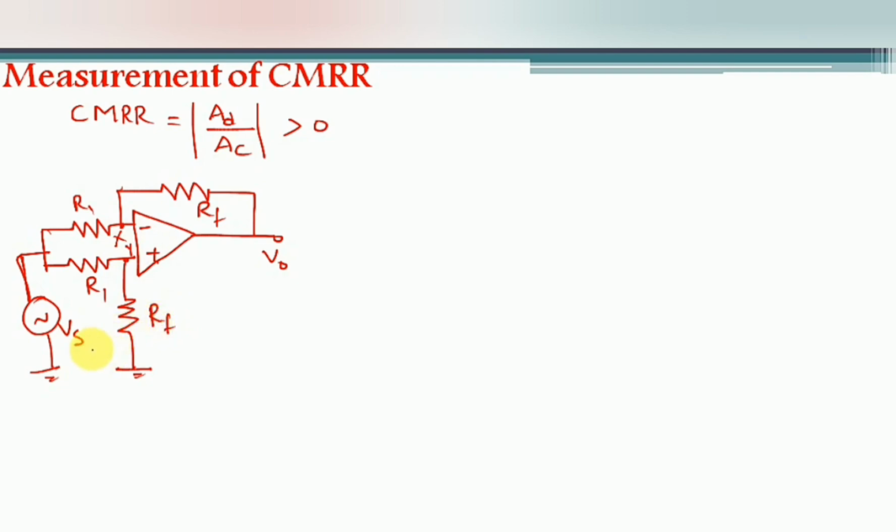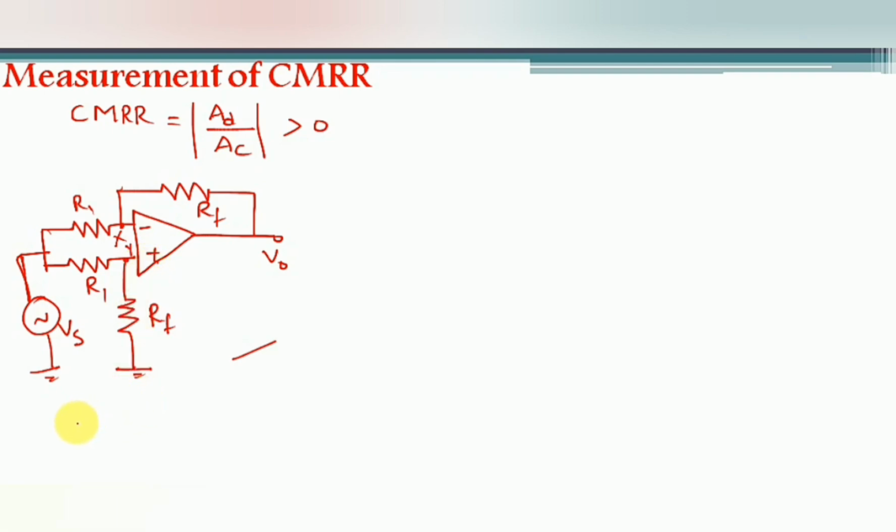Here the common mode signal is nothing but the Vs value. Now from this circuit we have to find the differential mode gain AD and the common mode gain AC. Since a common mode signal, that is the same signal, is applied to both the inputs of the operational amplifier, we can say that this circuit is a common mode term.